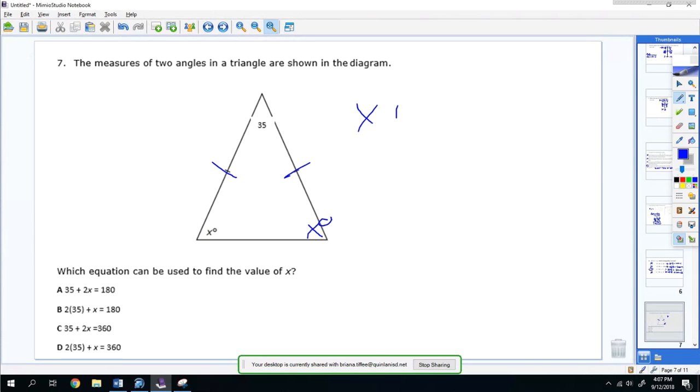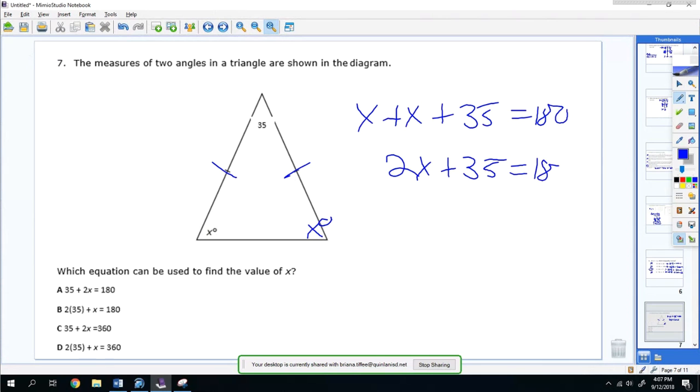So I know if I do x plus 35, it has to equal 180, because all three angles of a triangle add up to equal 180. So it equals 2x plus 35, which equals 180. So the answer should be A.